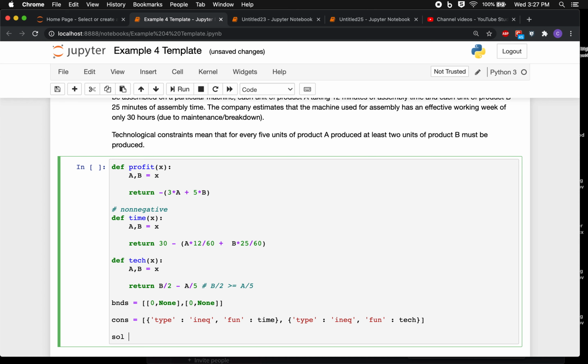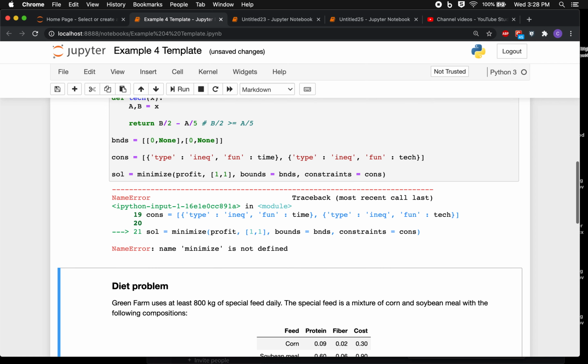So then I can go ahead and solve this. So I'm going to do minimize. I'm going to minimize the profit. My guess, since I have 2 variables, I'm just going to pick 1, 1. And then I'm going to do bounds is equal to BNDS, and then constraints is equal to cons, right? So here I'm passing in the functional constraints, and here I'm passing in the bounds on the variable.